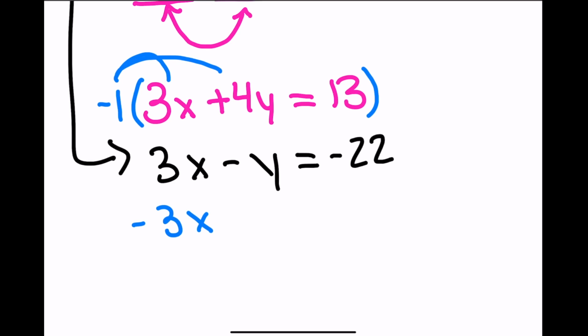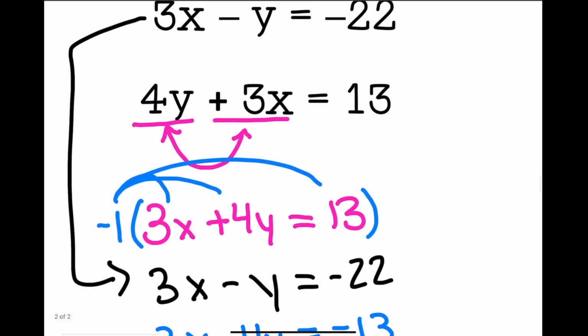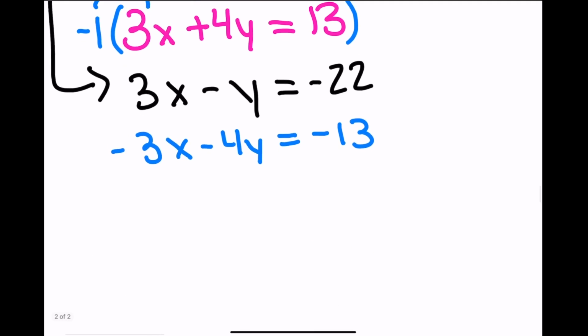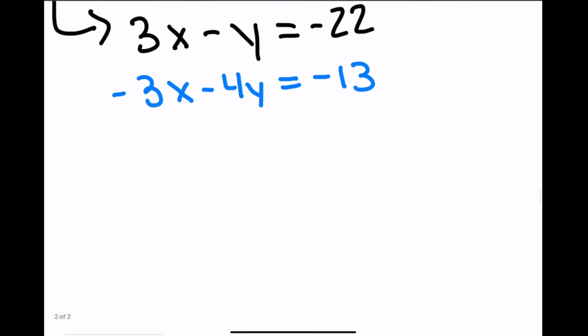Negative 1 times 4y is a negative 4y. Negative 1 times 13 is a negative 13. Don't forget your equal sign. Now, did I have to do this twice? Yes. Okay, so we changed this guy, so we're not going to use him. We're going to use the black and blue here.